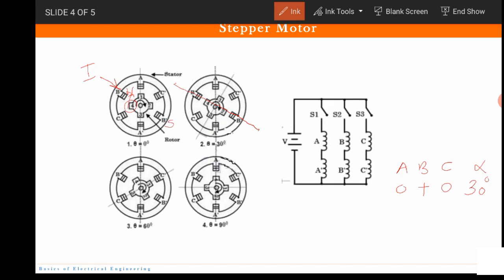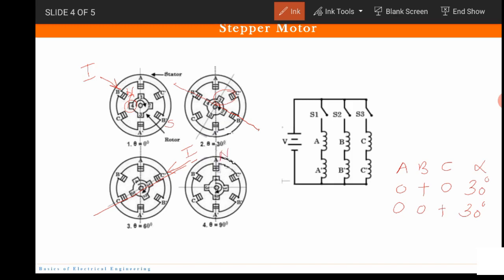Now we are going to energize C. First we energized B, now we will energize C. See, this particular pole is closest to C, and now it will align itself in this direction. So what is the next line in the truth table? A is 0, B is 0, but now C is made positive. So we get another step angle of 30 degrees. Correct?